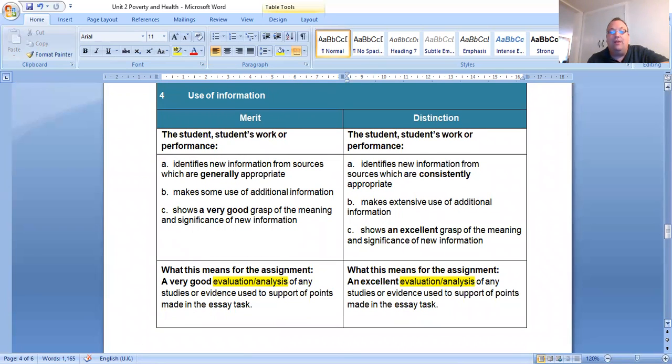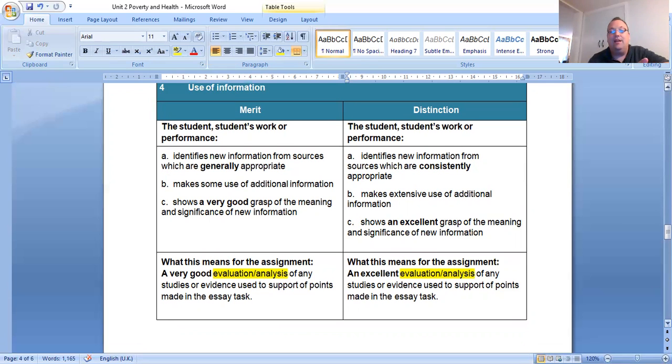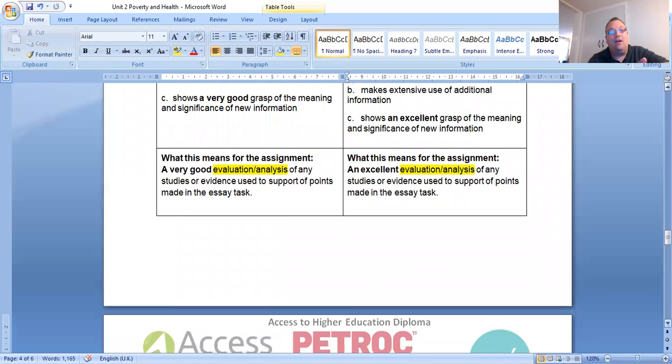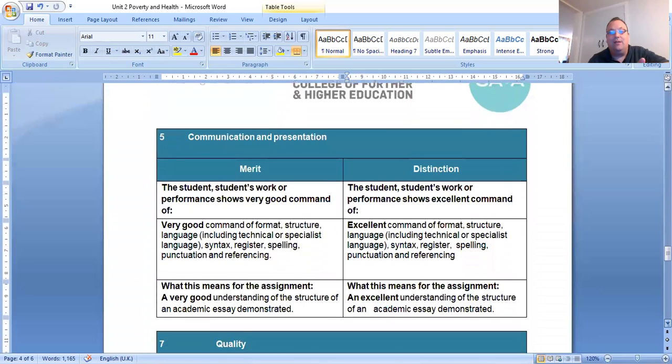4, use of information. We're looking for evidence of good evaluation and analysis of studies. We did a little bit of this on study skills, dare I say, but what we're talking about is not using studies simply as information, but to be critical in their usage, to understand what questions you should ask of sources as you go through. Again, this is for the essay task entirely because it's a level of detail.